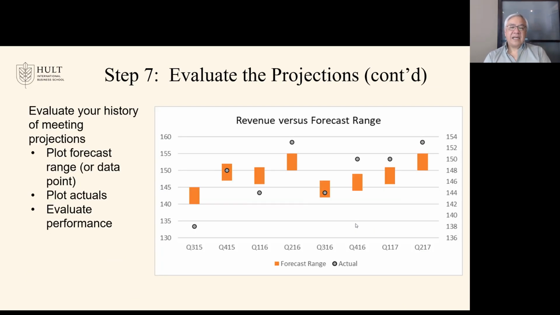Step 7 is let's evaluate our projections. One thing to do, pretty easy, is to look historically. Where did you forecast and where did it end up? These orange bars represent the range of the forecast. These circles represent actuals. So we were way off in Q3 of 2015. Then we were dead on in the fourth quarter. Then we underperformed, then over, then on, then over, over, over.